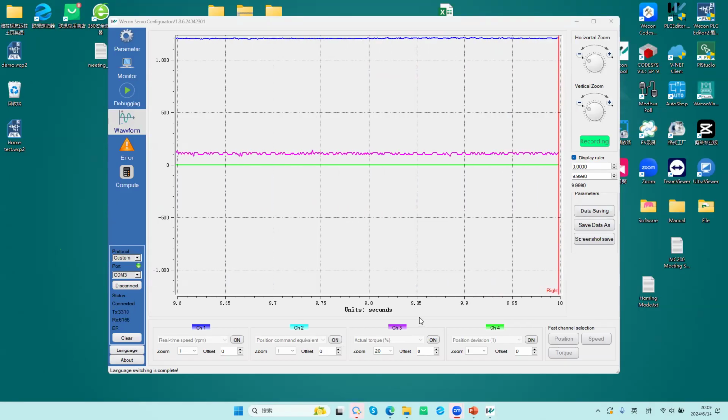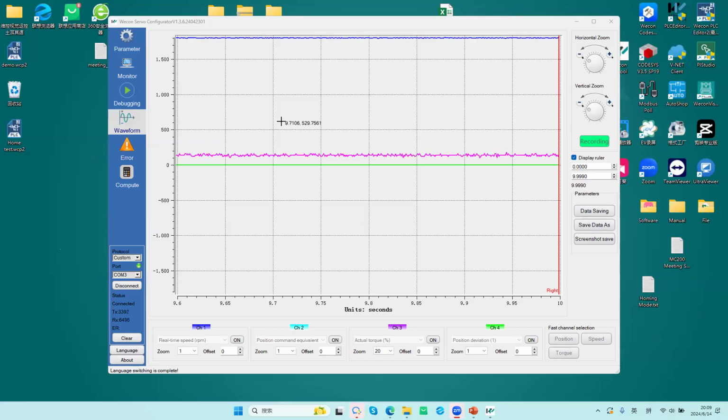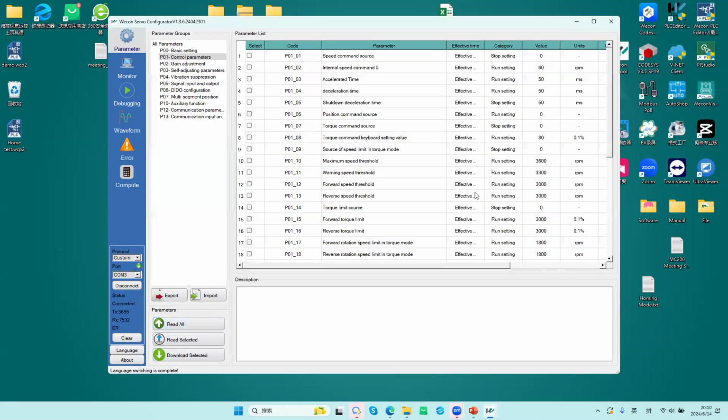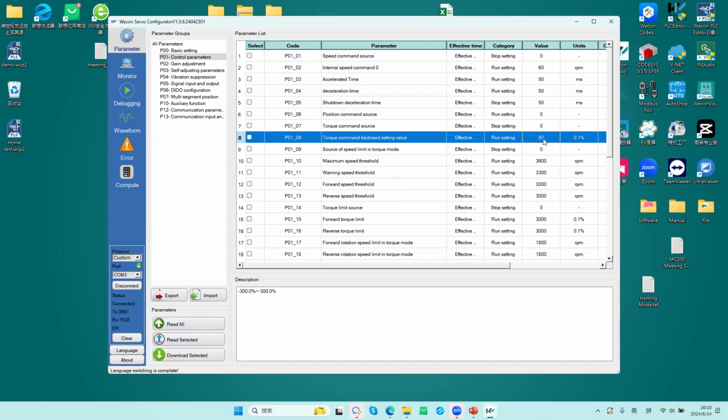And now I will change the torque to 8%. And now you can see the speed achieves the speed limit, 1,800. If I didn't set these speed limits, the speed would continue to speed up and speed up. And now raise the torque again. You can see the torque is 8% now.